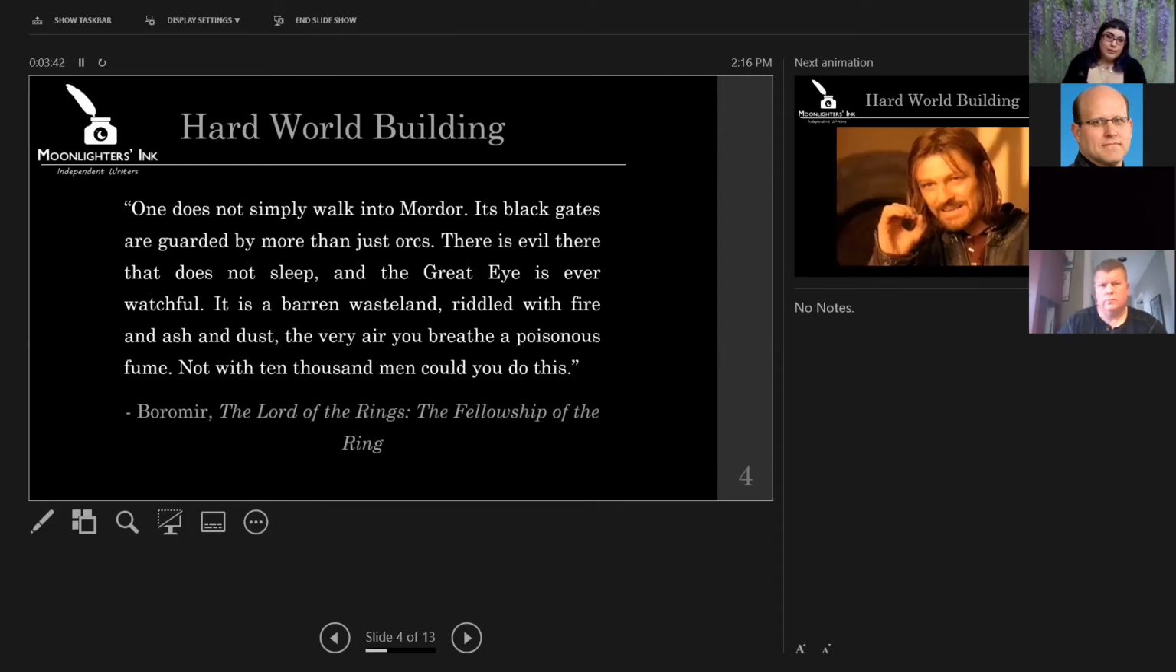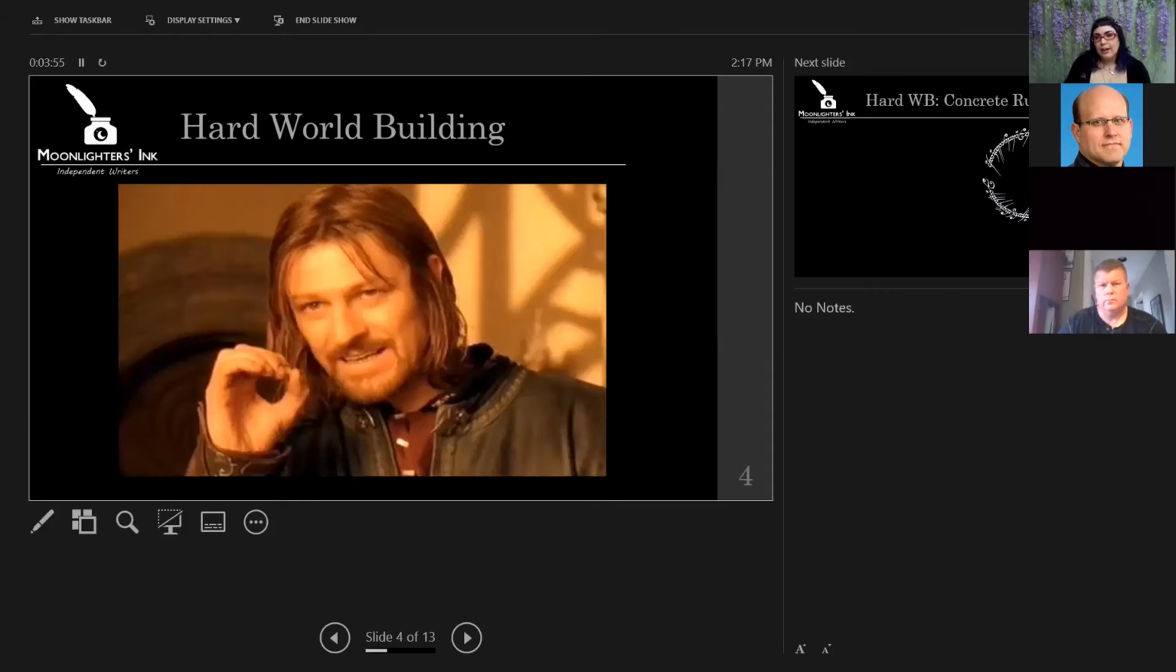Obviously, if you know, this is Boromir from The Lord of the Rings, from the first book, The Fellowship of the Ring. And this is a great example of how Mordor, or Middle Earth, is a character of its own. It has an entire personality of its own.